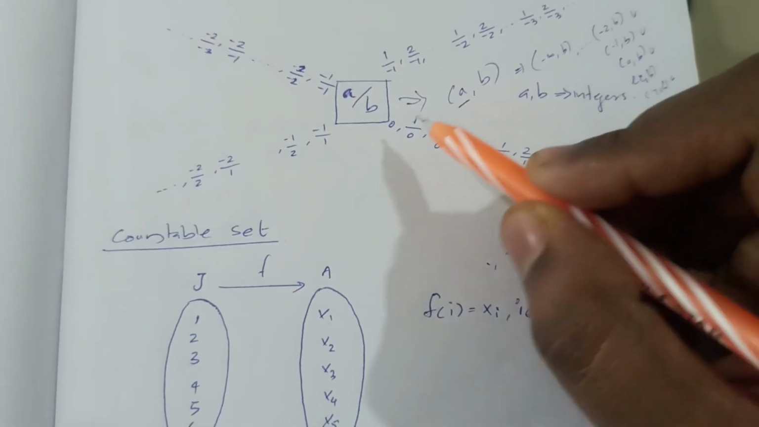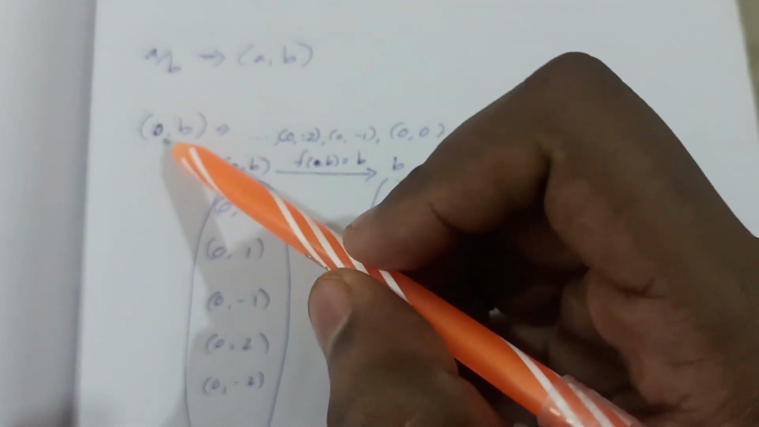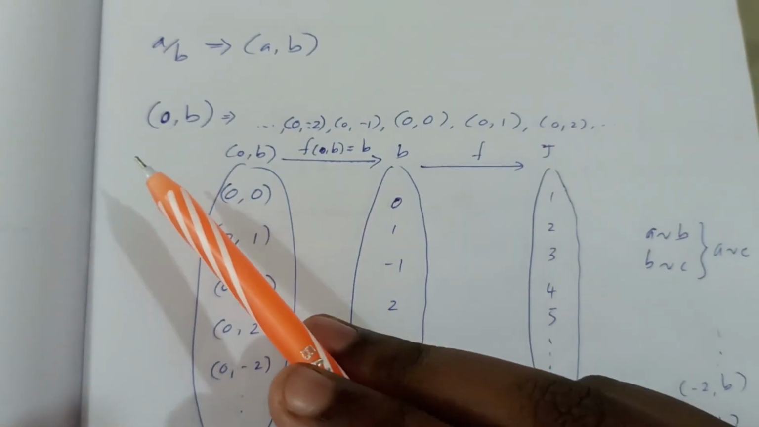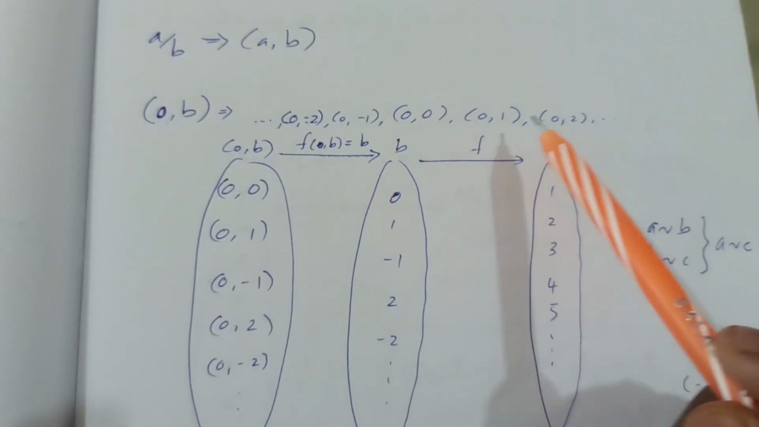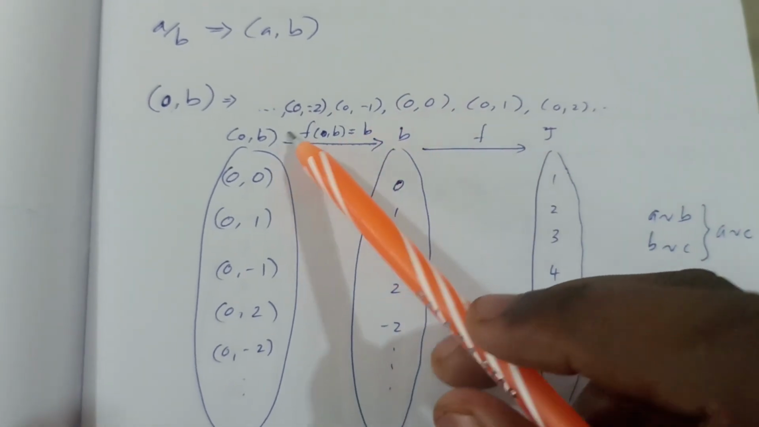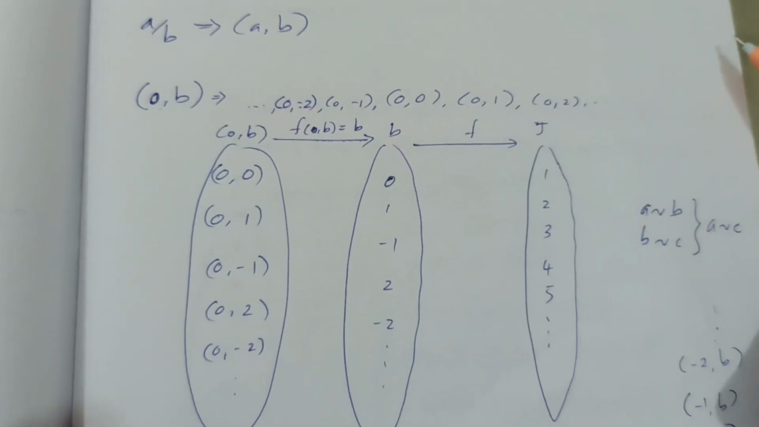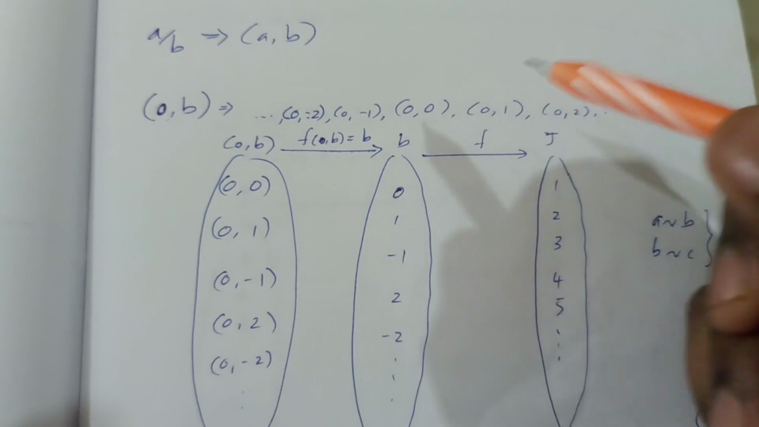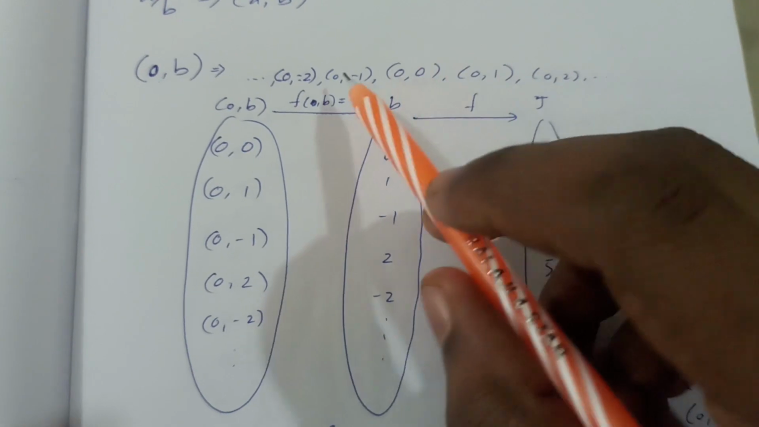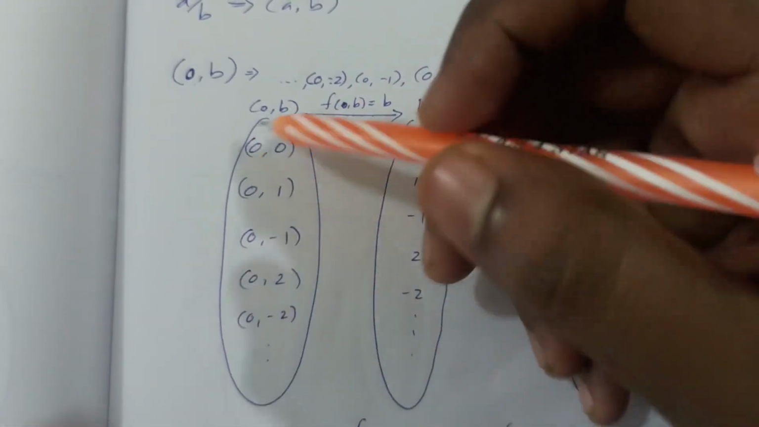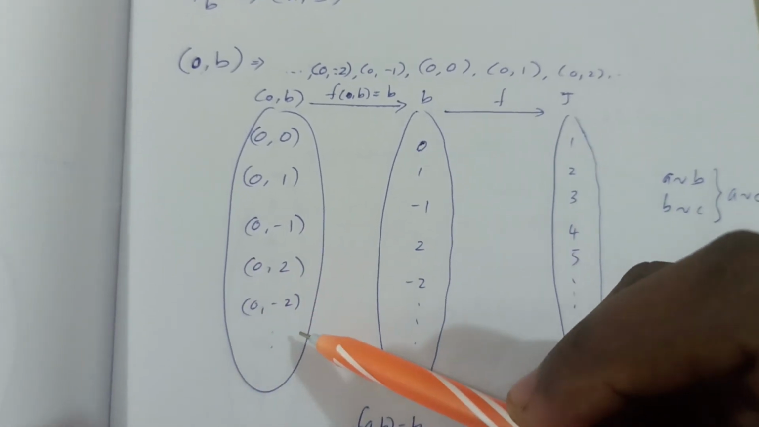Because we are denoting a by b as a comma b, and firstly I am fixing the number a as 0. What does 0 comma b become? It becomes terms like this, right? 0 comma 0, 0 comma 1, 0 comma 2, and so on, 0 comma minus 1, 0 comma minus 2 on this side. Is this countable? If this is countable, then we can count the elements like 1, 2, 3, 4. I am arranging the elements of this set in this form: 0 comma 0, 0 comma 1, 0 comma minus 1, 0 comma 2, 0 comma minus 2, and so on.